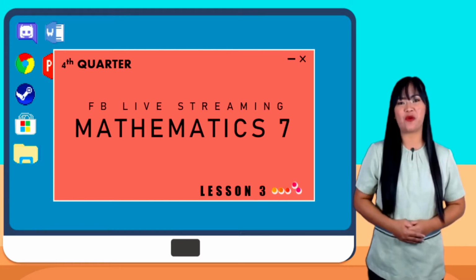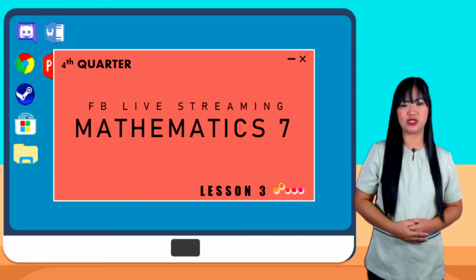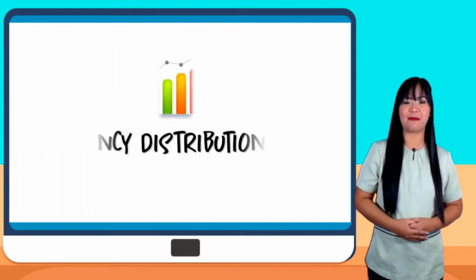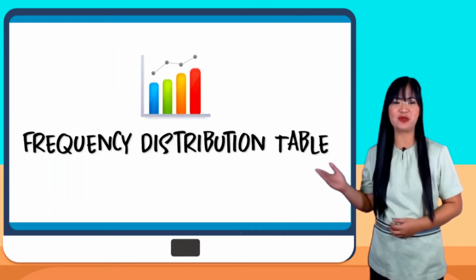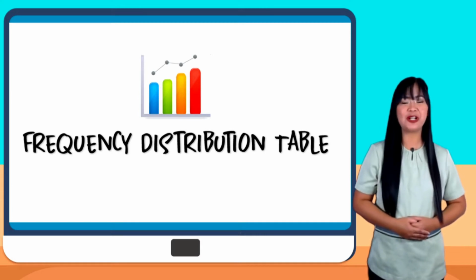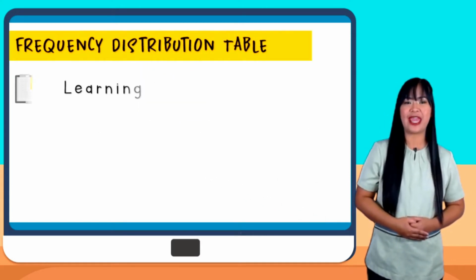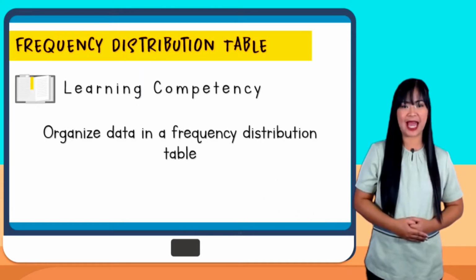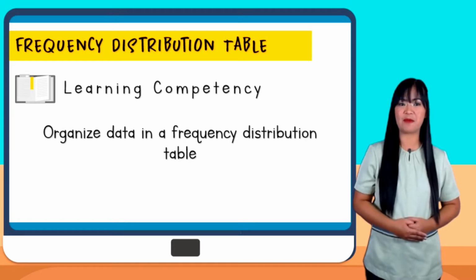Today, we are on our Quarter 4, Week 3 module, and we will be discussing the frequency distribution table. Our learning competency for this lesson is to organize data in a frequency distribution table.